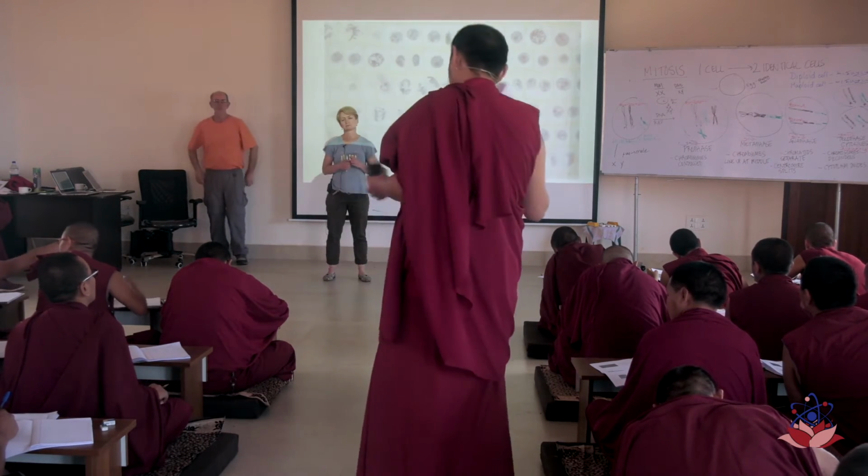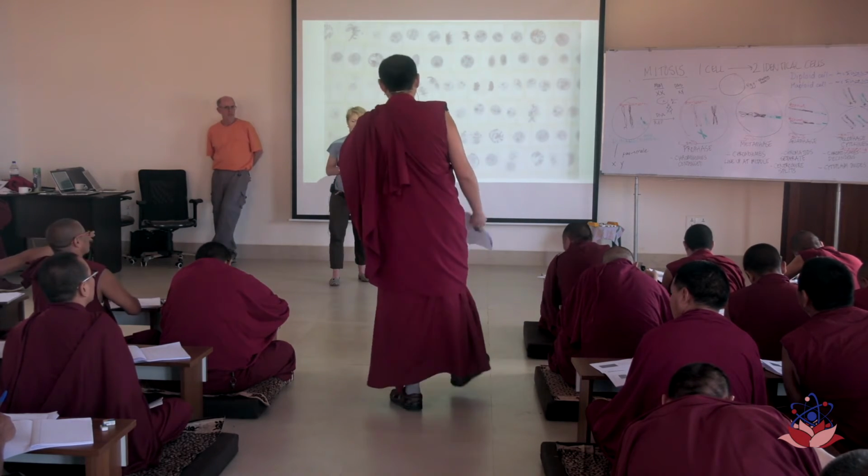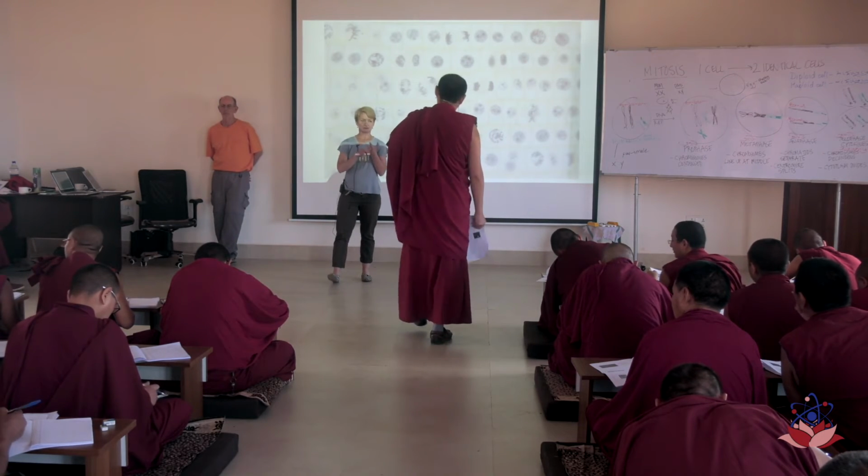So identical twins not only have an identical number of chromosomes, but they have the identical versions of each gene.